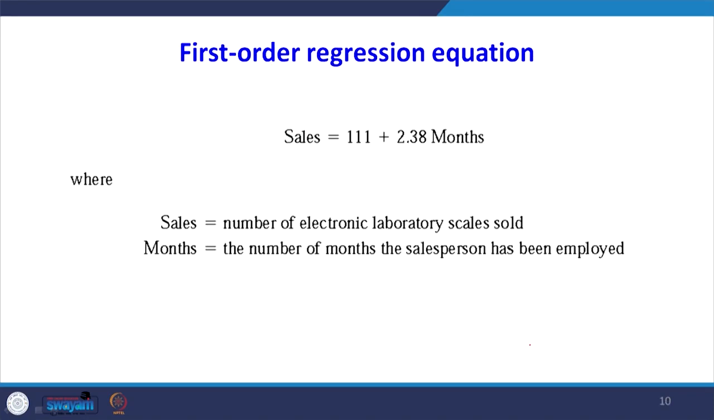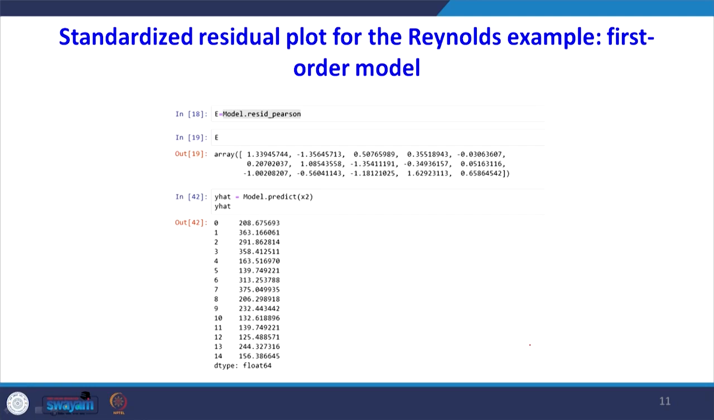This was my model. Here sales, the y variable, is the number of electronic laboratory scales sold, and months is the number of months the salesperson has been employed. What will happen? First we will plot the residual plot, because as I told you in my previous classes, it is not only R square, F p value and individual significance that are important. At the same time, we have to check the residual of that regression model. First we will find the residual, e equal to model.resid_pearson. So, this was my residual.